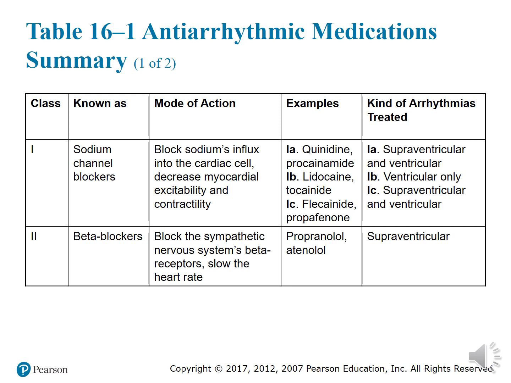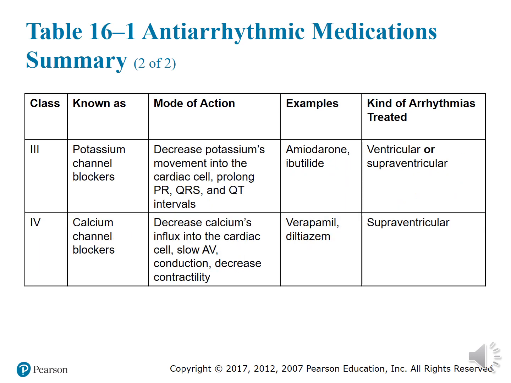So this graph is just basically a summary of the meds we just went over, where you have your class 1, which is your sodium channel blockers, your class 2, which is your beta blockers, your class 3, which is your potassium channel blockers, and class 4, which is your calcium channel blockers. And it tells you the mode of action, what example type of drug you have, and what kind of arrhythmia it'll treat.